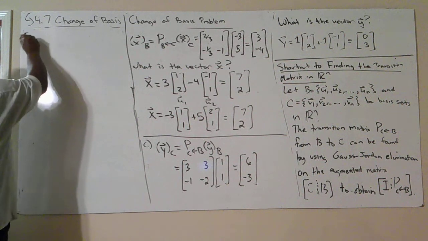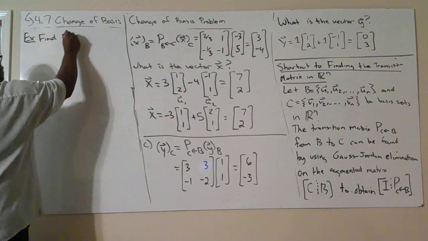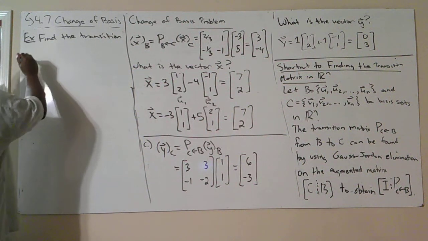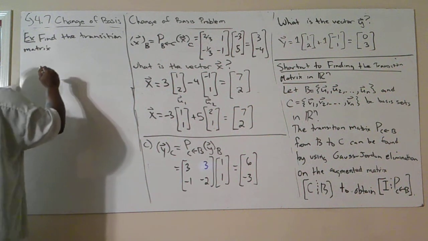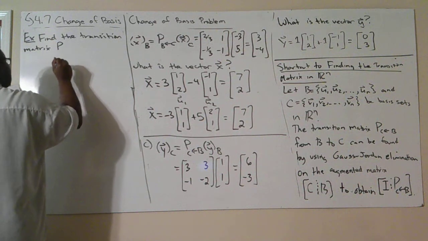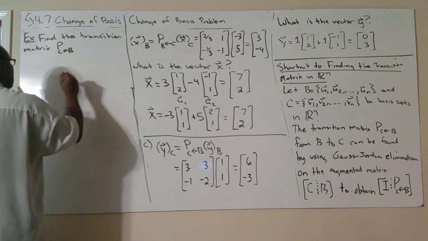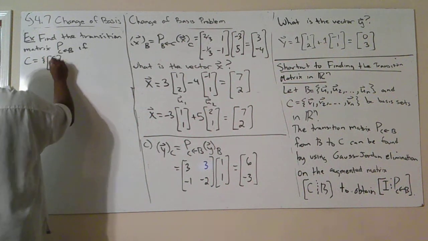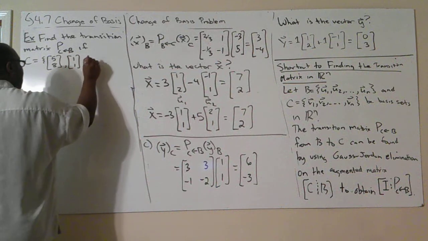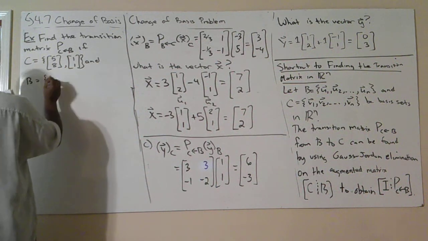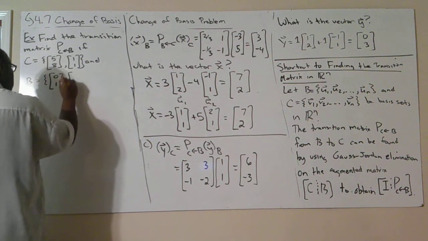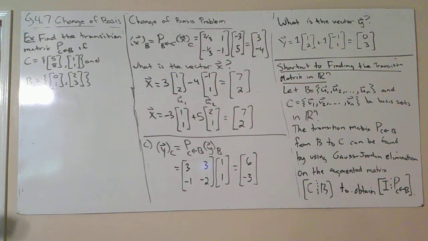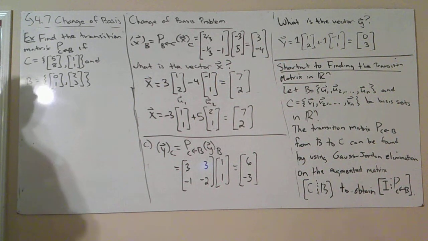Here we have, find the transition matrix P from B to C, if C is equal to 5, 8, 1, 1, and B is equal to 0, 1, 2, 3. Okay, so C and B are basis sets in R2. I want to find the transition matrix from B to C.